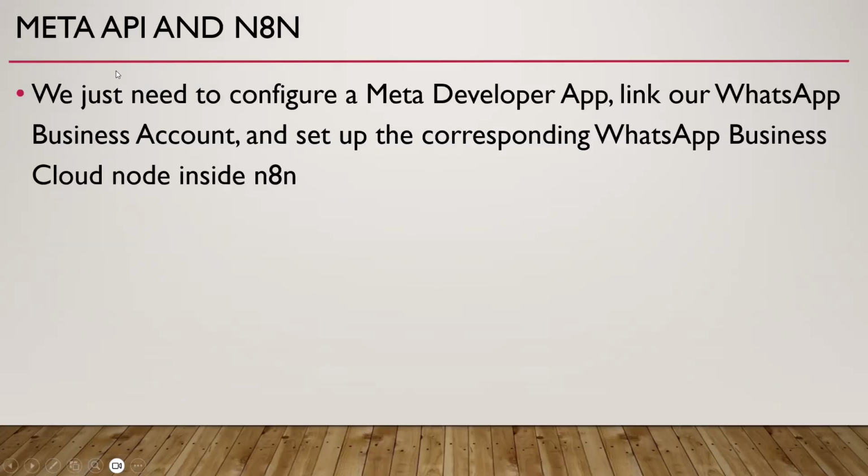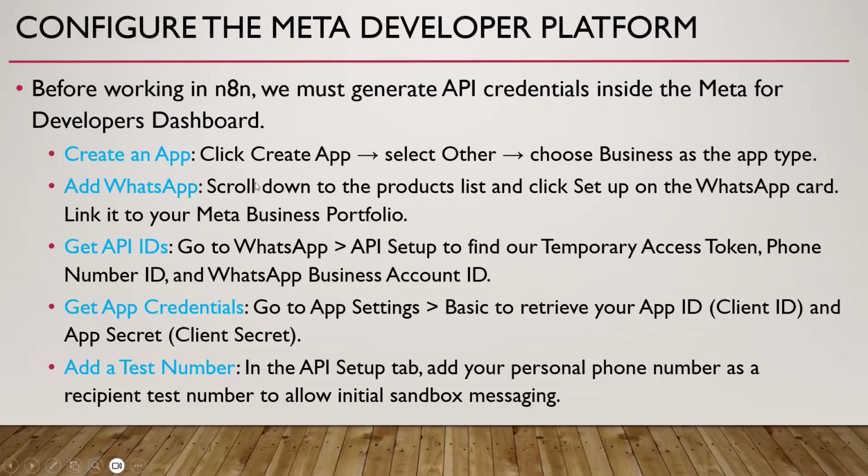For use of Meta API, we just need to configure a Meta developer app, link our WhatsApp business account, and set up the corresponding WhatsApp business cloud node inside N8N. So let us see. First of all, we need to create an app. Then we need to add WhatsApp as a product in the app. Then we need to get API IDs, which include temporary access token, phone number ID, and WhatsApp business account ID.